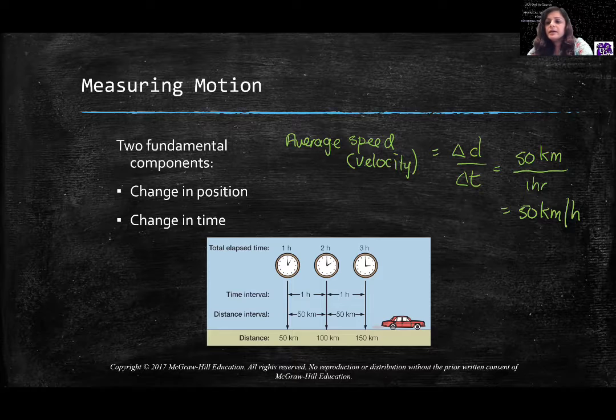Now, does that mean that you stepped on your accelerator or you kept your foot on the pedal to maintain 50 kilometers per hour the entire time? No. Sometimes you might have had to speed up to pass a truck. Maybe other times there was traffic. All we know is in this 1 hour period of time, at the end of that hour, we had traveled a total of 50. So this is your average speed. Okay. And that's the difference.